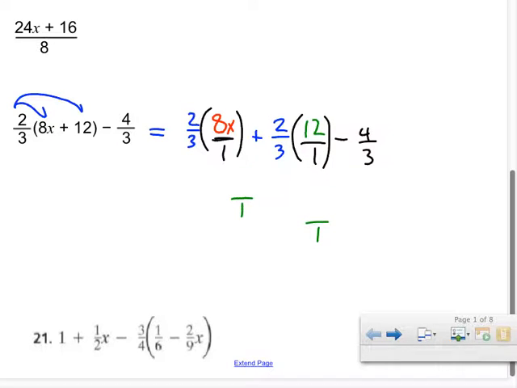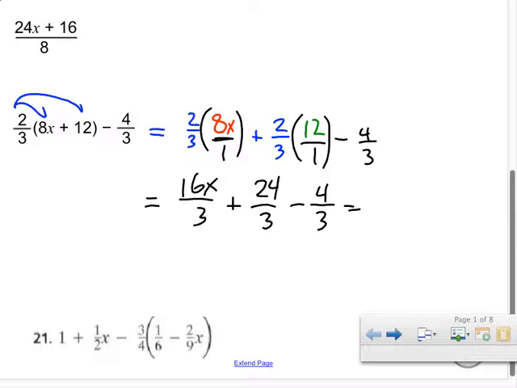Okay, so when I multiply that out, let's simplify this. What do I get back? This becomes, what does this become? 16x over 3. Don't simplify this because you're going to have to undo your hard work. 12 times 2 is what? 24/3. And then I have minus 4/3. Do you see why I didn't want to simplify that fraction? Because now they all have a 3 in the bottom, right?